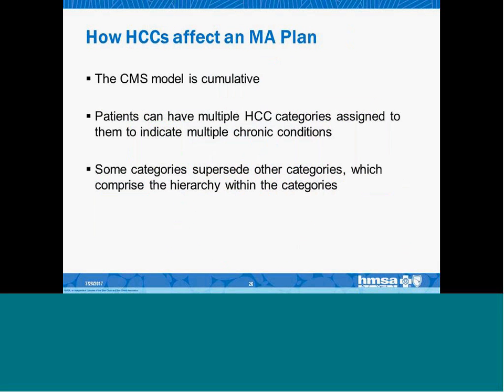The CMS model is cumulative, and this means that it uses the historical diagnoses as a measure of health status to predict future expenses. So data from 2017 is used to predict costs for 2018. The model is also additive. This means you can add together as many risk adjustment factors as are appropriate for your patient. Patients can have multiple HCC categories assigned to them to indicate multiple chronic conditions. And some categories supersede other categories, and that comprises the hierarchy within the categories.